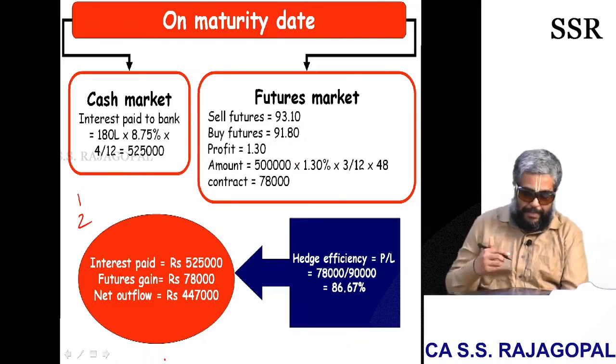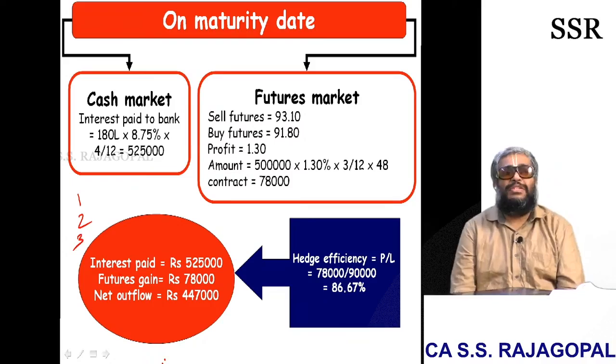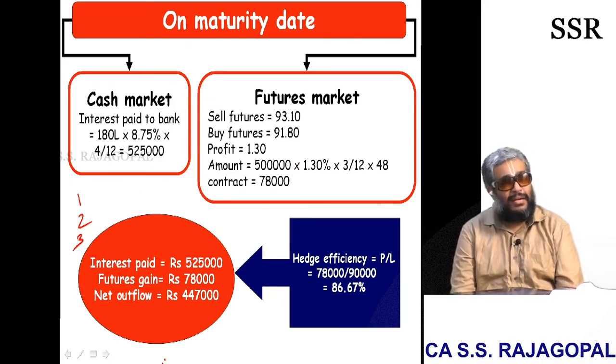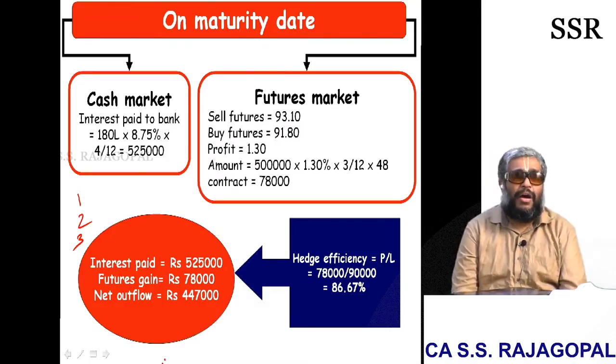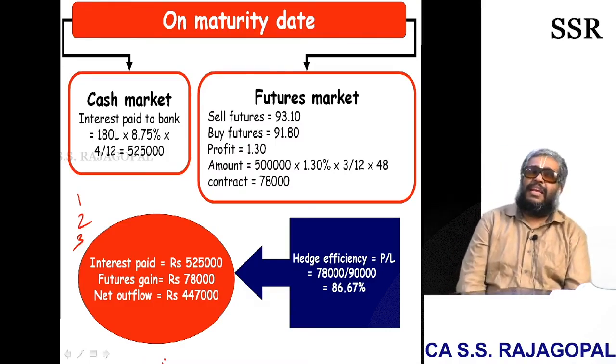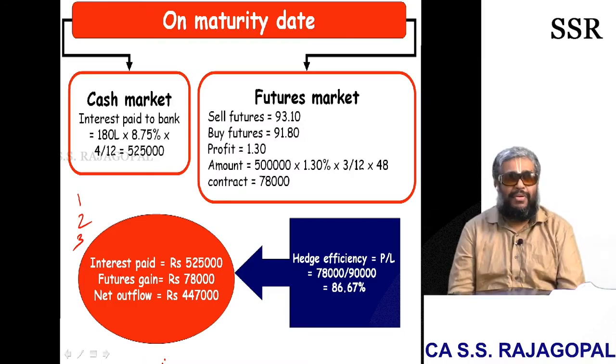Point number 3. This maturity mismatch can be tackled by adjusting the number of contracts. Full stop.